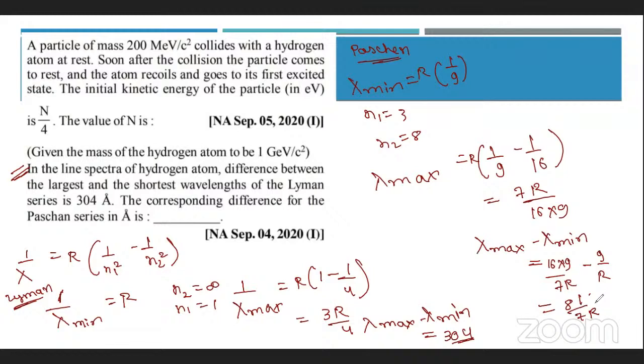So if I'm trying to find it corresponding to this, I basically have 81 by 7R. Substitute this to find the answer. This will not give you a negative value, I'm sure.